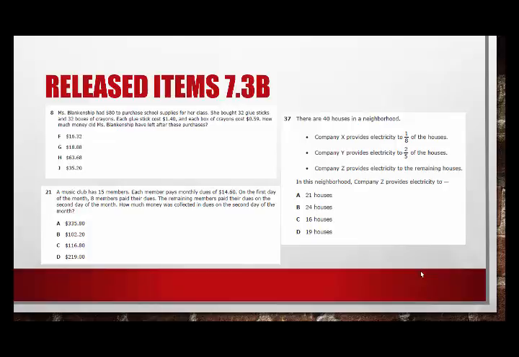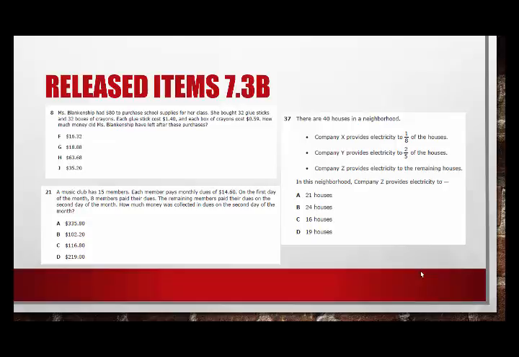So take a look at question 8. It is linked with Process Standard 1A, 1B, 1F, and the correct answer is F. Question number 21 is linked with Process Standard 1A, 1C, and 1F, and the correct answer is B. Question 37 is linked with Process Standard 1A, 1B, 1F, and the correct answer is D.